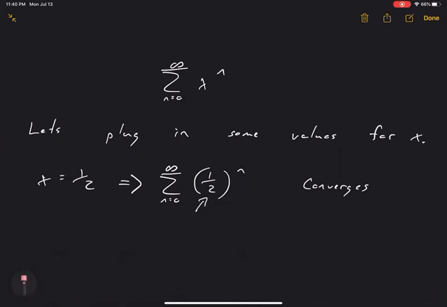So what does my geometric series test tell me? It tells me that this series converges, okay? So when x equals 1/2, this power series converges. And we could even find the sum, but let's not worry about the sum right now.